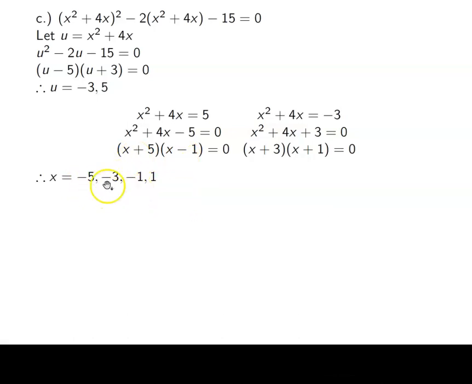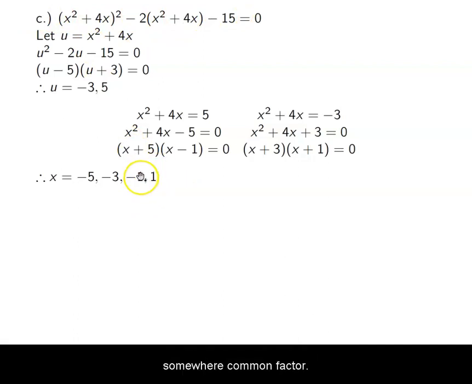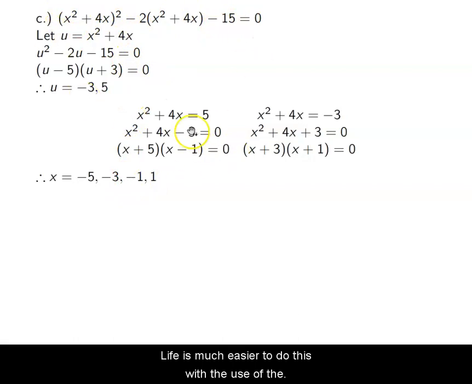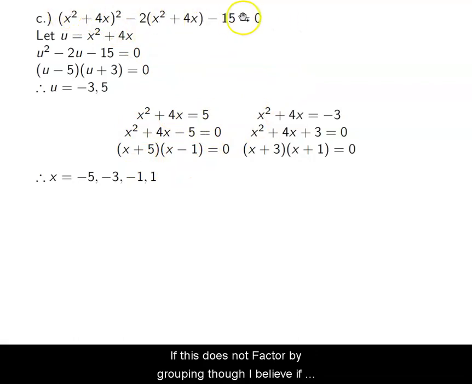Okay? You would not have been able to get that the same way. Maybe you would have if you expanded this. It probably would have expanded to give you a x squared minus 1 somewhere, a common factor. Right? But it's much easier to do this with the u-substitution. This is especially difficult if this does not factor by grouping well. I believe if you expanded this out, you probably still could have done a factor by grouping.